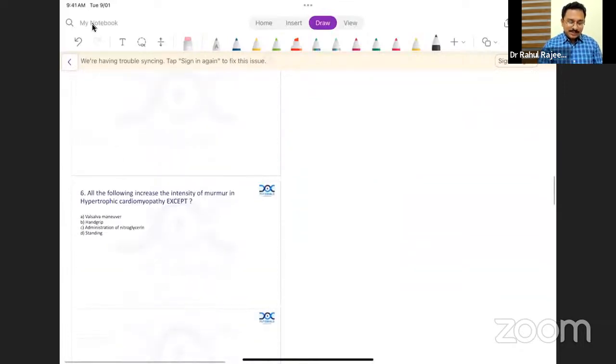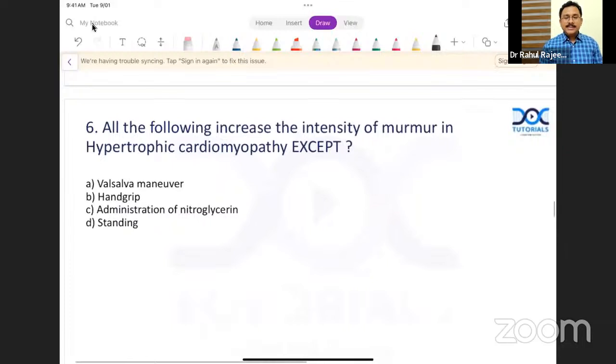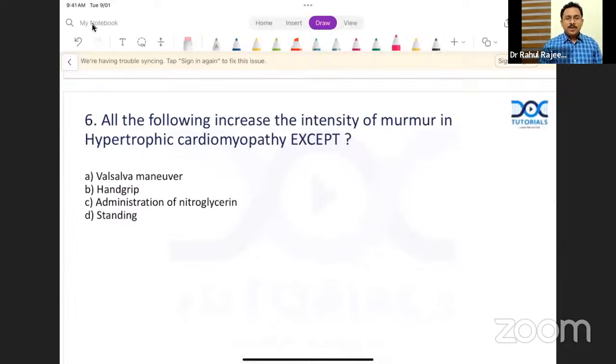So this is question number 6. All the following increase the intensity of murmur in hypertrophic cardiomyopathy except. Again, it's a common question: factors that increase and factors that decrease the intensity of murmur in hypertrophic cardiomyopathy. What have I taught you? In hypertrophic cardiomyopathy, anything that decreases the preload, anything that decreases the afterload, and also factors that can increase the myocardial contractility.